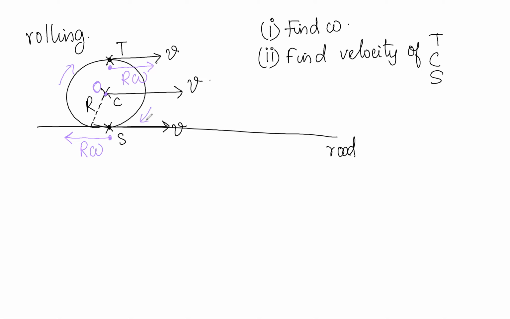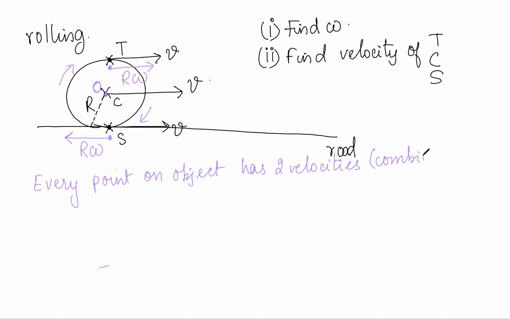So keep in mind, every point on the object has two velocities that combine together. One velocity is because of translation, and the other one is because of the rotational motion of the object. So different points are going to have different velocities, and that is because of the rotation of the object.